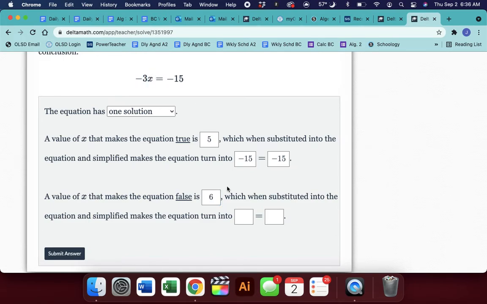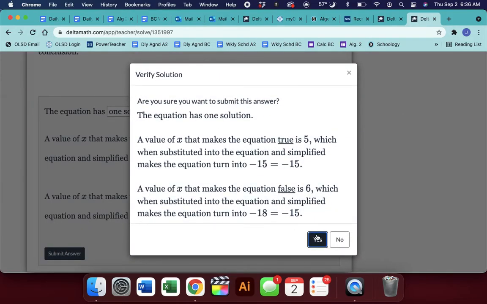Negative 3 times 6 would be negative 18. And then on the right, we just have negative 15. Obviously, negative 18 does not equal negative 15.